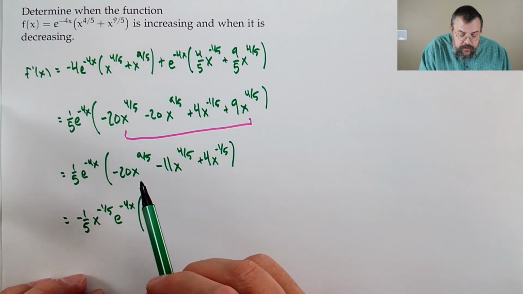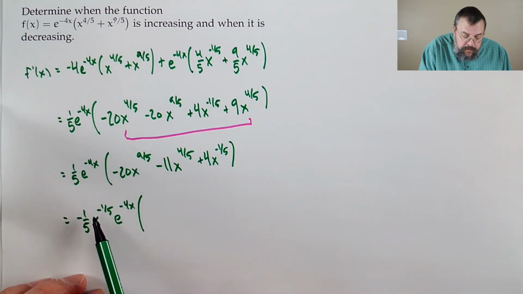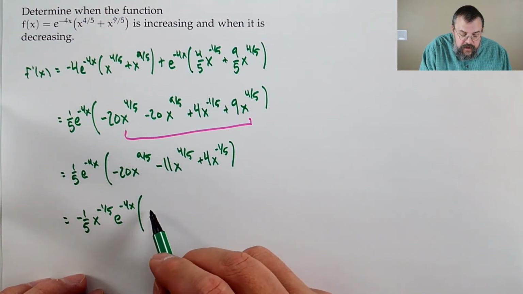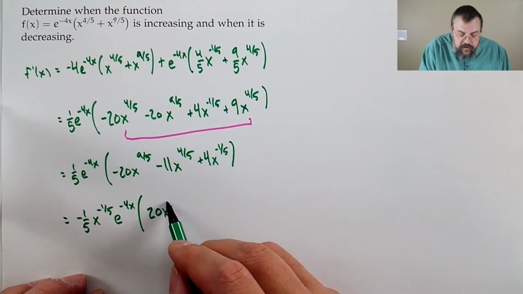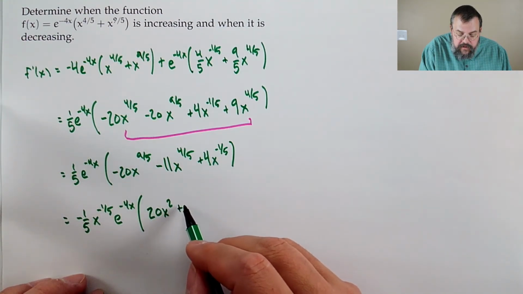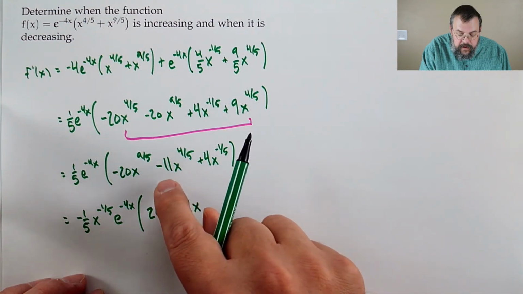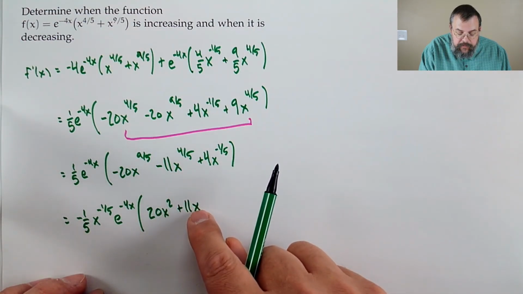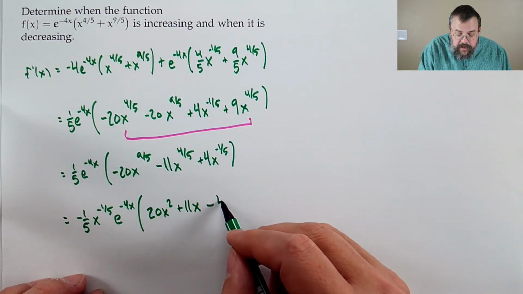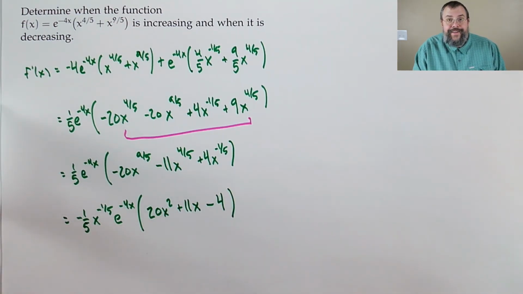All right, so if we're pulling out minus 1/5, we add a fifth to each of these exponents. So 10/5 will leave us with a 2x squared. We pull out a negative, so that's why it's now positive. Then plus 11x. Again, pull out a negative, so that switches the sign. 4/5 plus 1 is just 1. And minus 4. Okay, good.